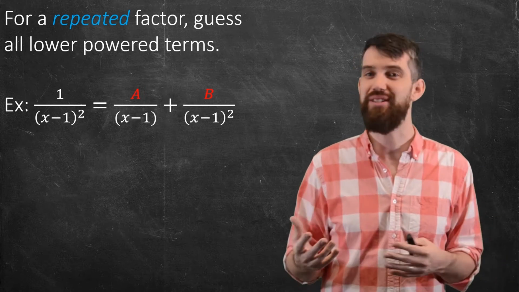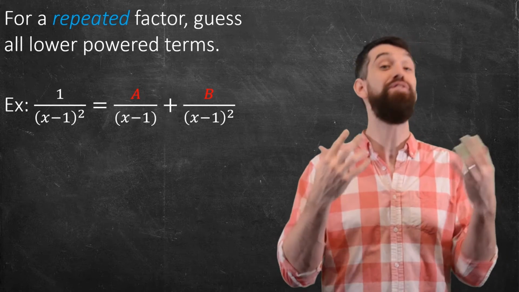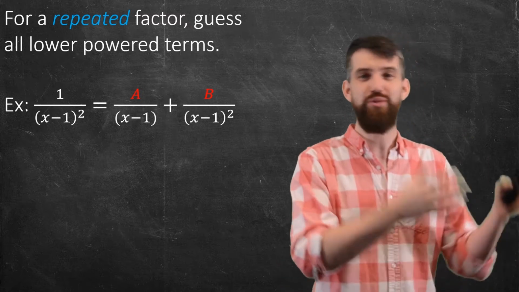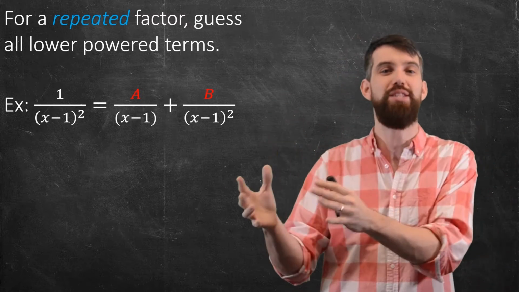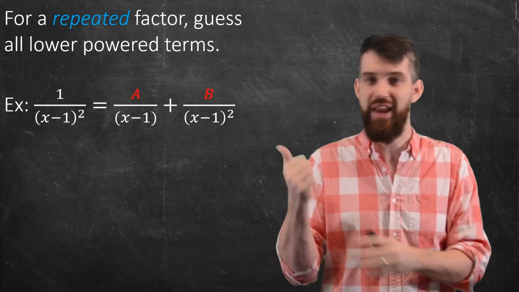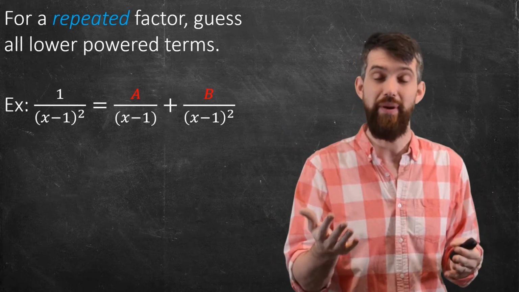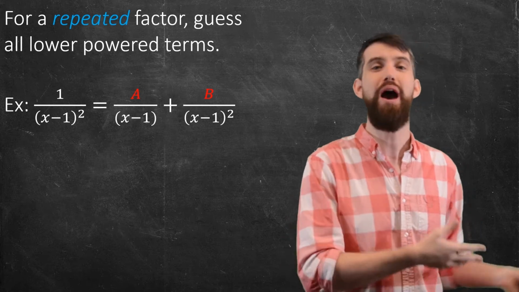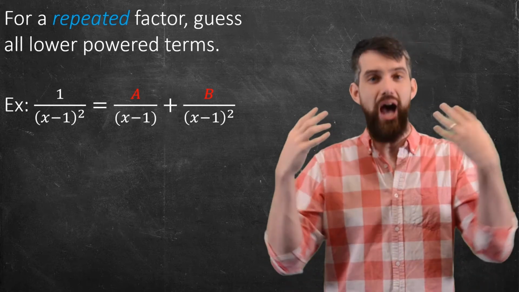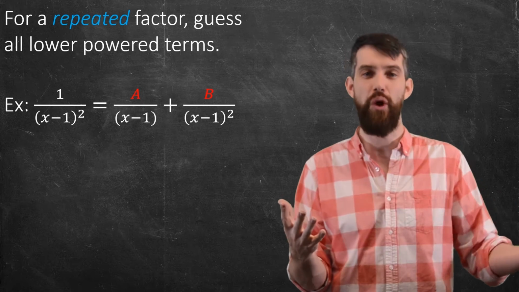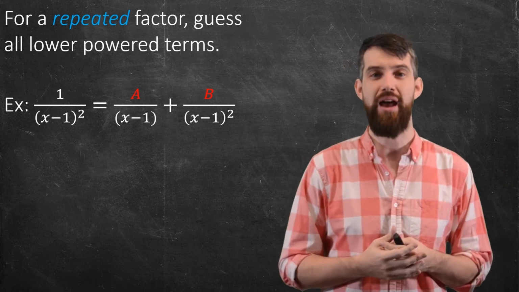If this was higher, say x minus 1 to the power of 5 on the bottom, you need an x minus 1 and x minus 1 squared all the way up to an x minus 1 to the power of 5 with an a, b, c, d, and e constants. It can get a little bit complicated, but the basic idea is if you have a repetition, you use the highest power and all of the lower powers. Those are the terms you need to add.